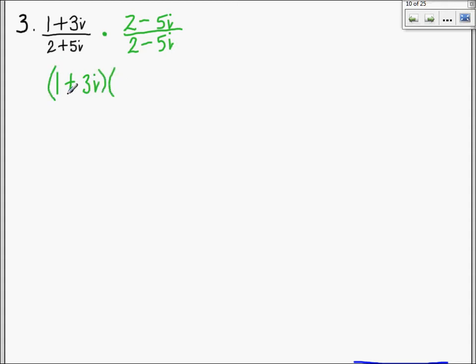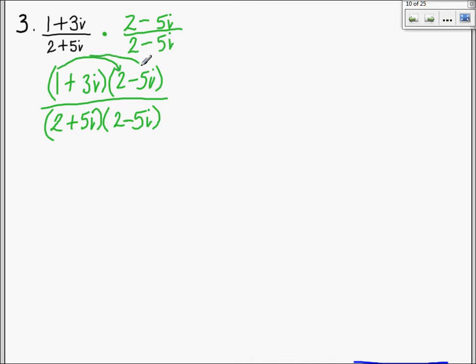That can be represented as the following. On top, we're going to have to use the FOIL method, with 1 plus 3i as a quantity times the quantity 2 minus 5i as the numerator of a rational expression, and as the denominator, you're going to have 2 plus 5i times the quantity 2 minus 5i. Going through using the FOIL method, we'll have this 1. We're going to distribute it across everything in the second set of parentheses. We're going to have the 3i, and do the same. We're going to have the 2 on bottom, and distribute it across everything in the second set. Then the 5i, doing the same.